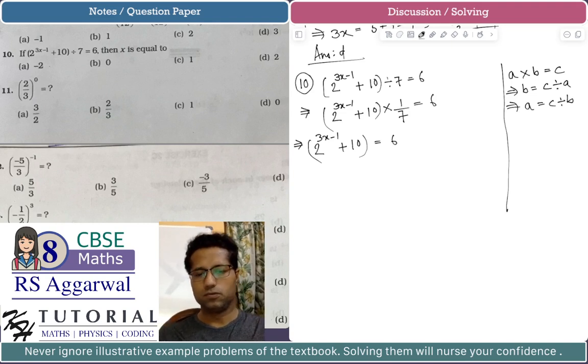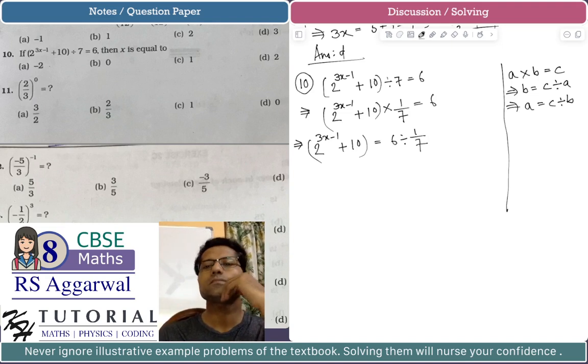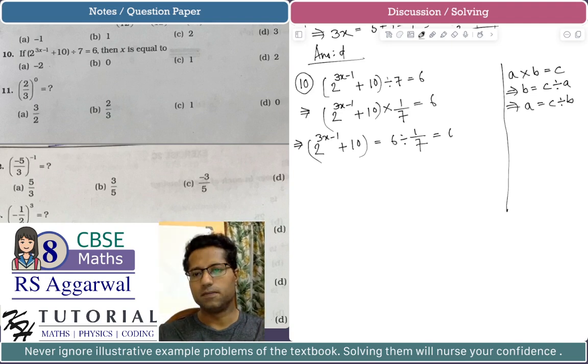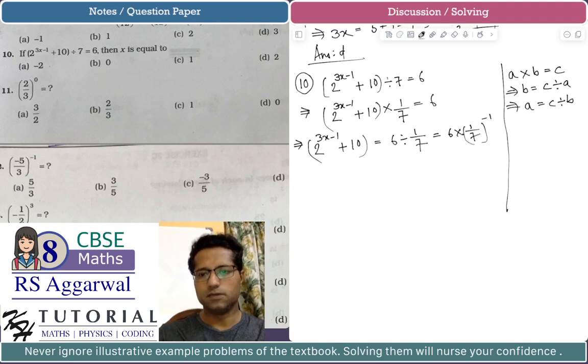So we have 2 raised to the power 3x minus 1 plus 10, this multiplied by 1 by 7 is equal to 6. So we can say that the term in the brackets will be equal to 6 divided by 1 by 7. Now 6 divided by 1 by 7 is nothing but 6 multiplied by the reciprocal of 1 by 7. The reciprocal of 1 by 7 is 7. So this is 6 into 7, which is 42.